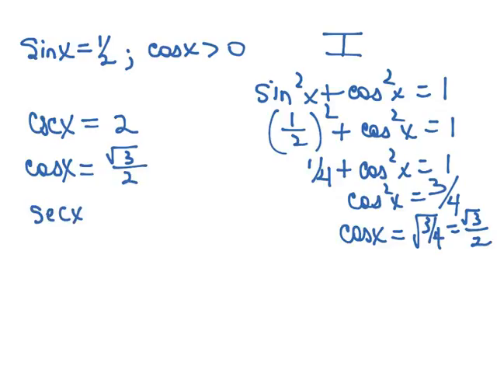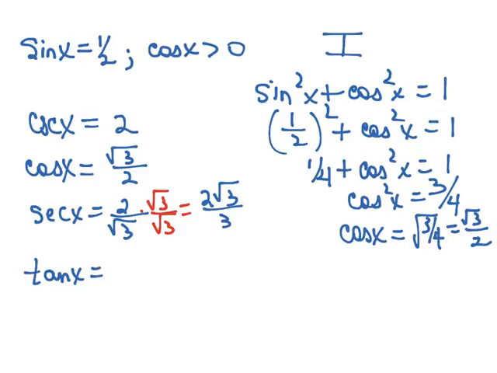Secant of x is the reciprocal of cosine. So if I invert that fraction, I'm going to have 2 over the square root of 3, which rationalizing will give us the answer of 2 square roots of 3 over 3. And so what's left is to find my tangent and my cotangent.